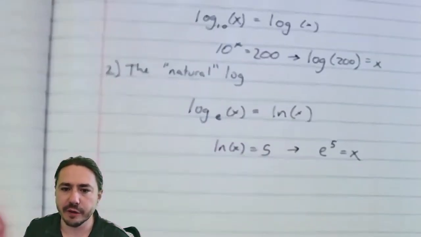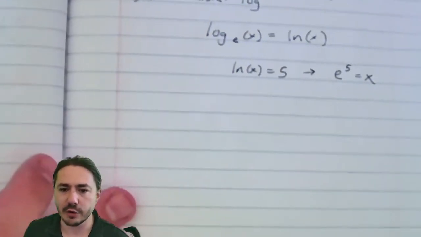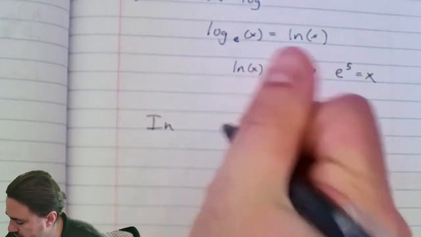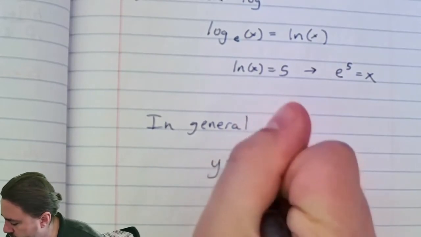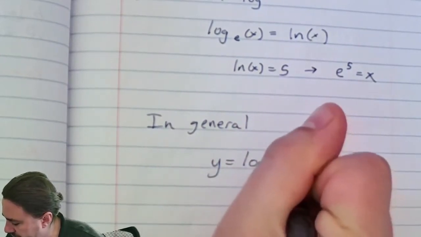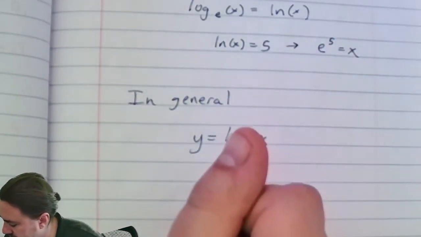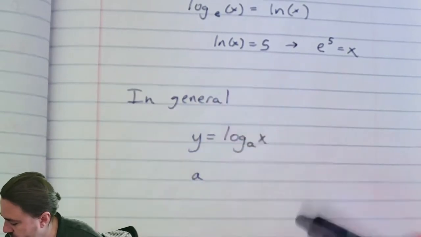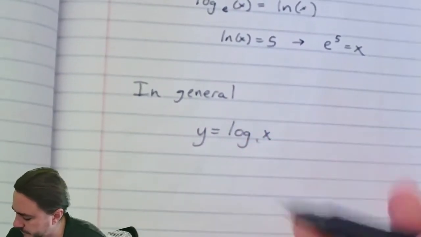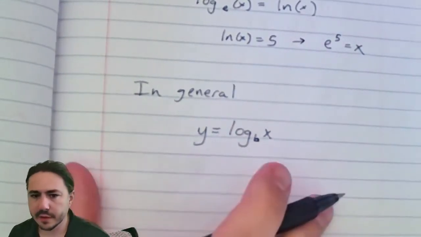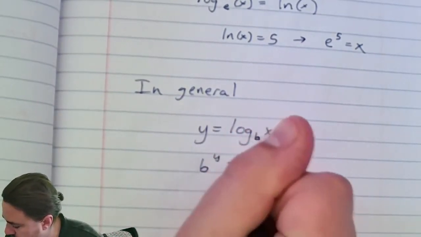So in general, I've shown you a few examples here of going between exponential and logarithmic form. Let's just summarize that. In general, if you've got y equals log base a of x, then that is equivalent to saying a, or you know what, let's not use a, let's use b for base. This is equivalent to saying b to the power of y equals x.